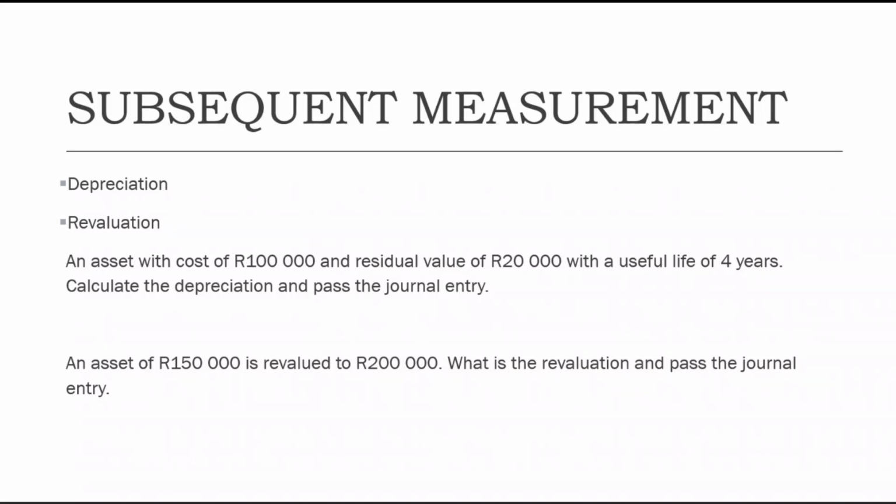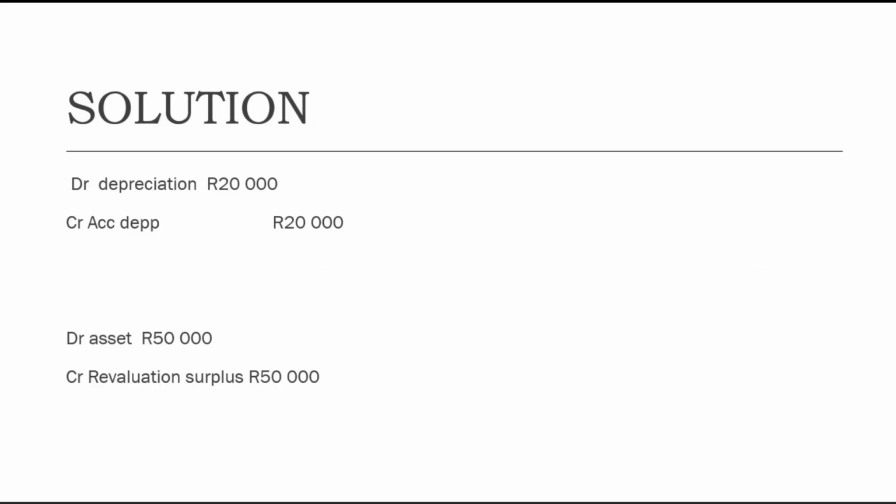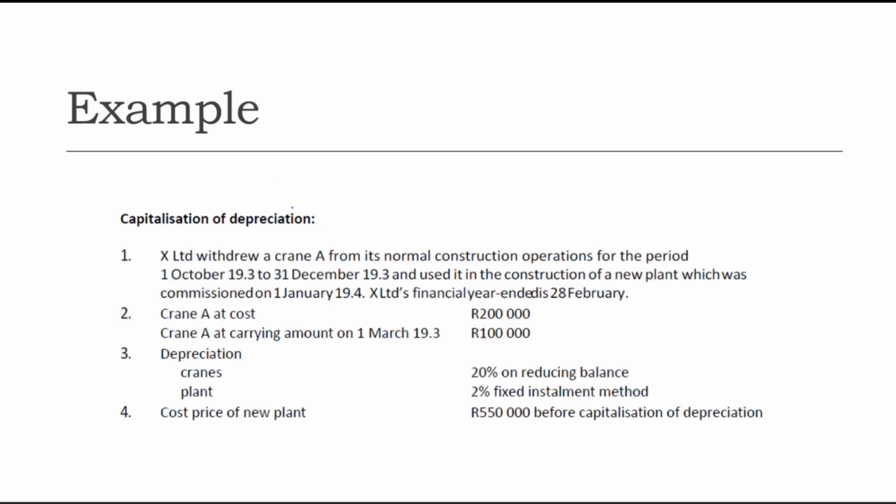Remember, the revaluation surplus goes to other comprehensive income. Don't forget that. Good stuff. So that's it. Debit depreciation of 20,000, credit accumulated depreciation of 20,000, debit asset of 50,000, credit revaluation surplus of 50,000. So that is the solution for our question.